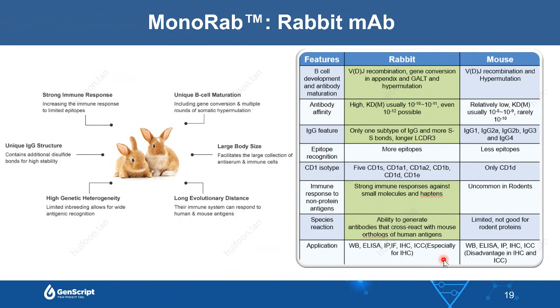Ultimately, rabbit-generated antibodies can be used in many applications, such as Western blot, ELISA, immunoprecipitation, immunofluorescence, immunohistochemistry, and immunocytochemistry, but mouse-generated antibodies are not well used in immunohistochemistry and immunocytochemistry.